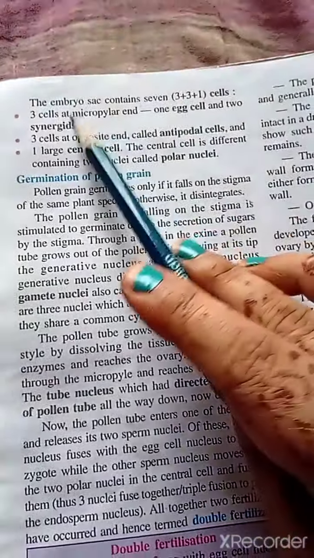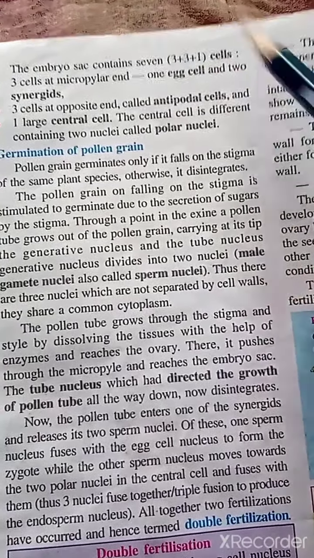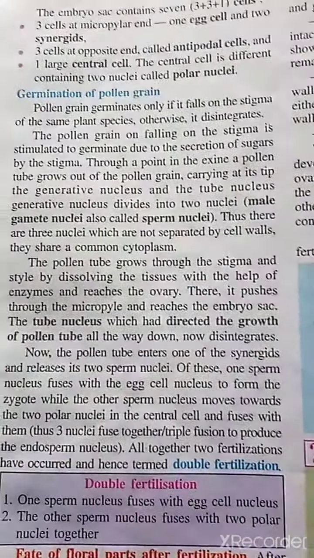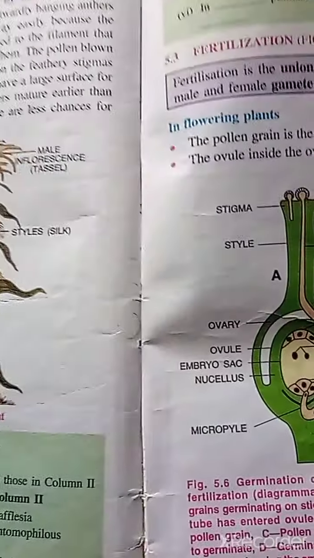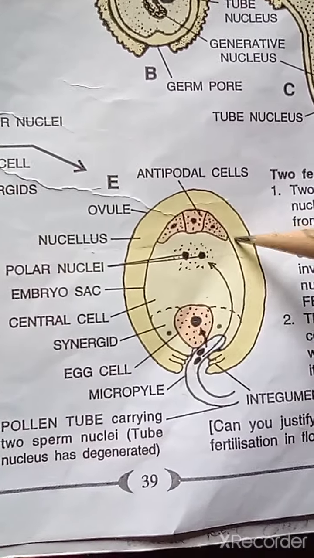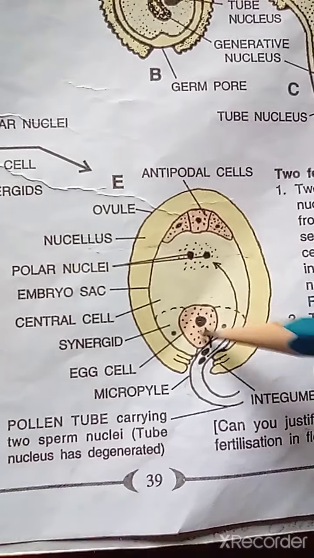So now we will see what happens after that. The embryo sac contains 7 cells, 3 plus 3 plus 1: 3 cells at the micropyle end, 1 egg cell and 2 synergids. See here, these are antipodal cells, these are polar nuclei, and this is the egg cell. 3 plus 3 plus 1 cells they contain.